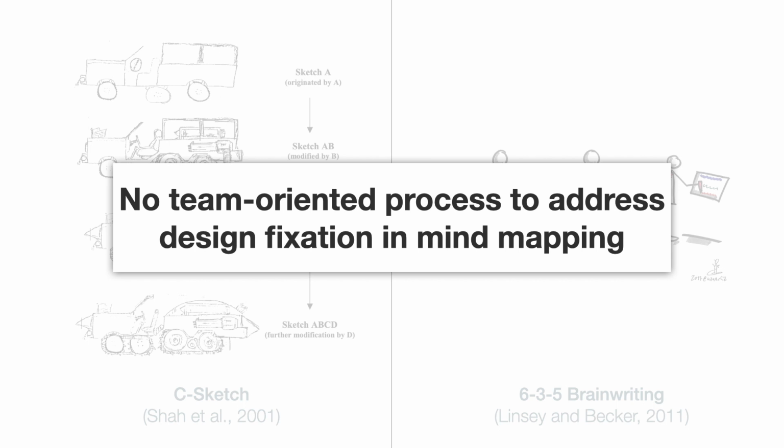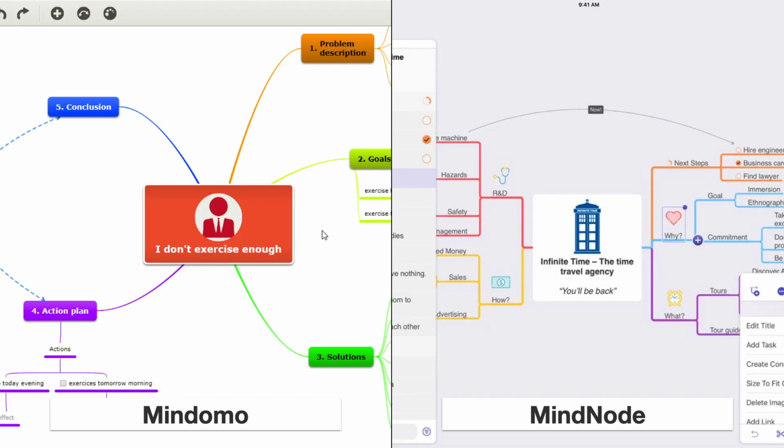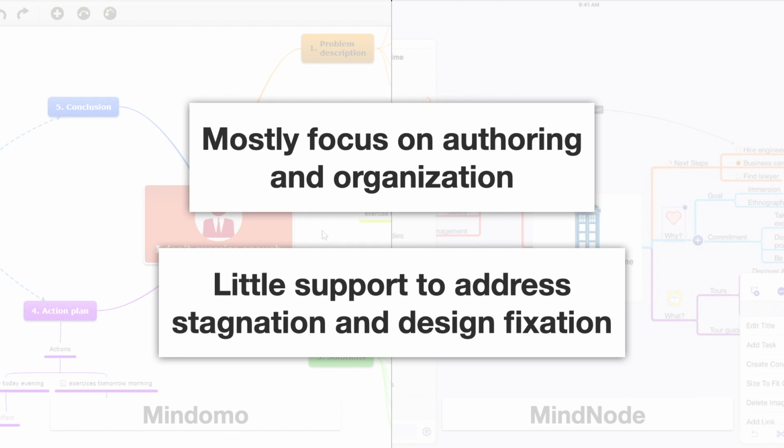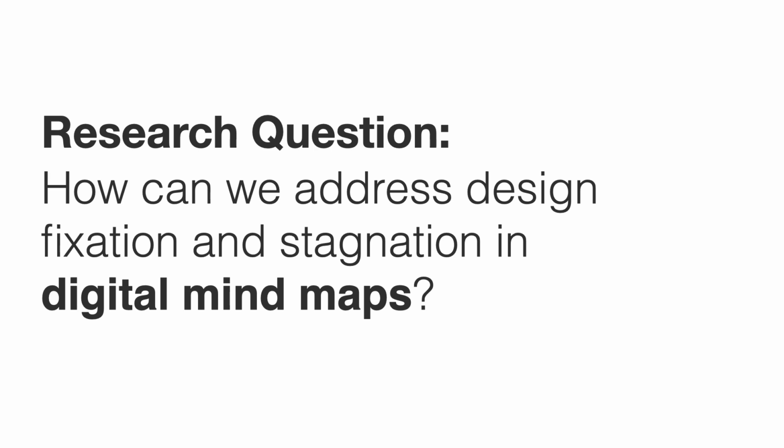However, to the best of our knowledge, there is no team-oriented process on how to address design fixation in mind mapping, and even more so with digital mind maps. Digital mind maps have the benefit compared to traditional hand-drawn mind maps where computational support can aid the design search space by either expanding the search space or even suggesting good design solutions. Yet, most existing digital tools for mind mapping focus on authoring and organization, with little support for addressing the challenges of stagnation and design fixation. Thus, this poses the research question of our work. How can we address the challenges of design fixation and stagnation in digital mind maps?